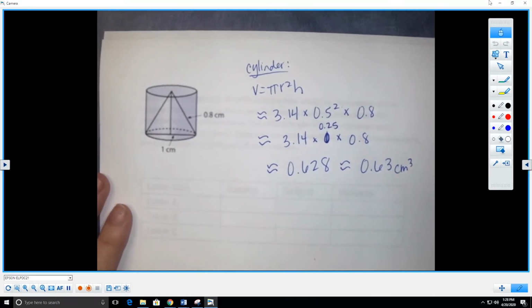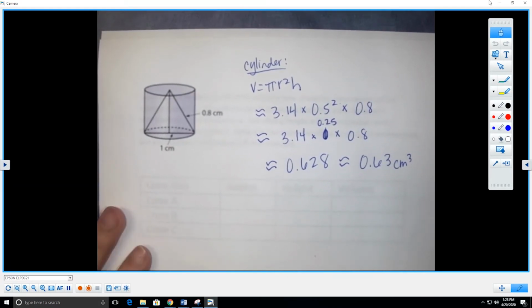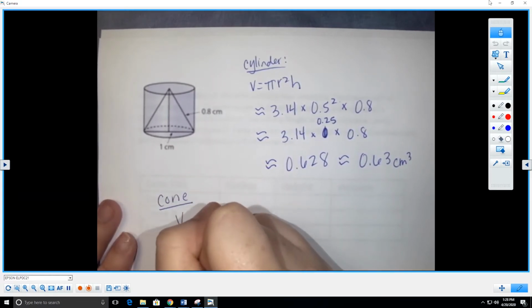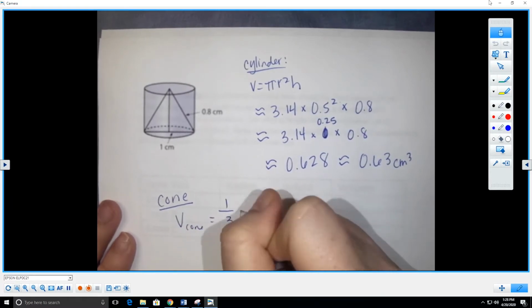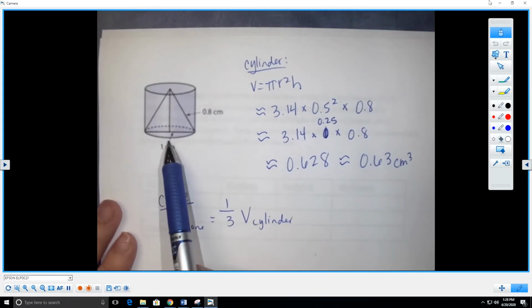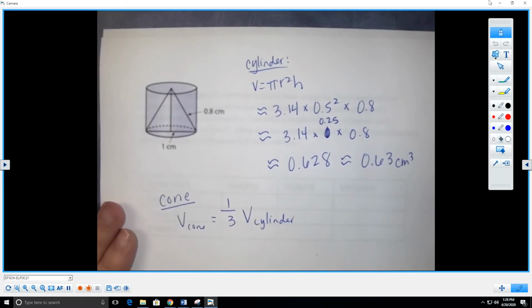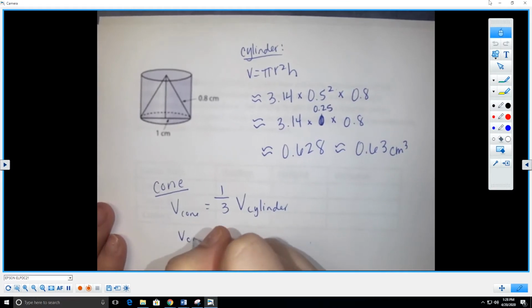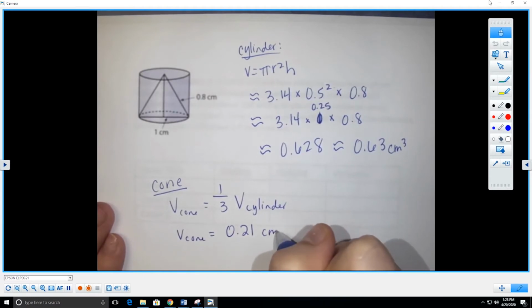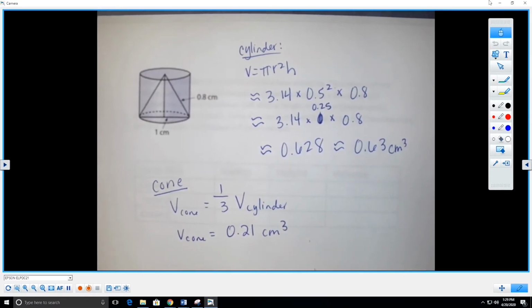Now we can use this to find the volume of the cone. So the volume of the cone is going to just be 1/3 the volume of the cylinder. And remember, that's only because they have the same height and the same base or radius. So the volume of the cone is equal to 0.21 cubic centimeters. To find out how much volume was lost, we're going to subtract the volume of the cone from the volume of the cylinder.